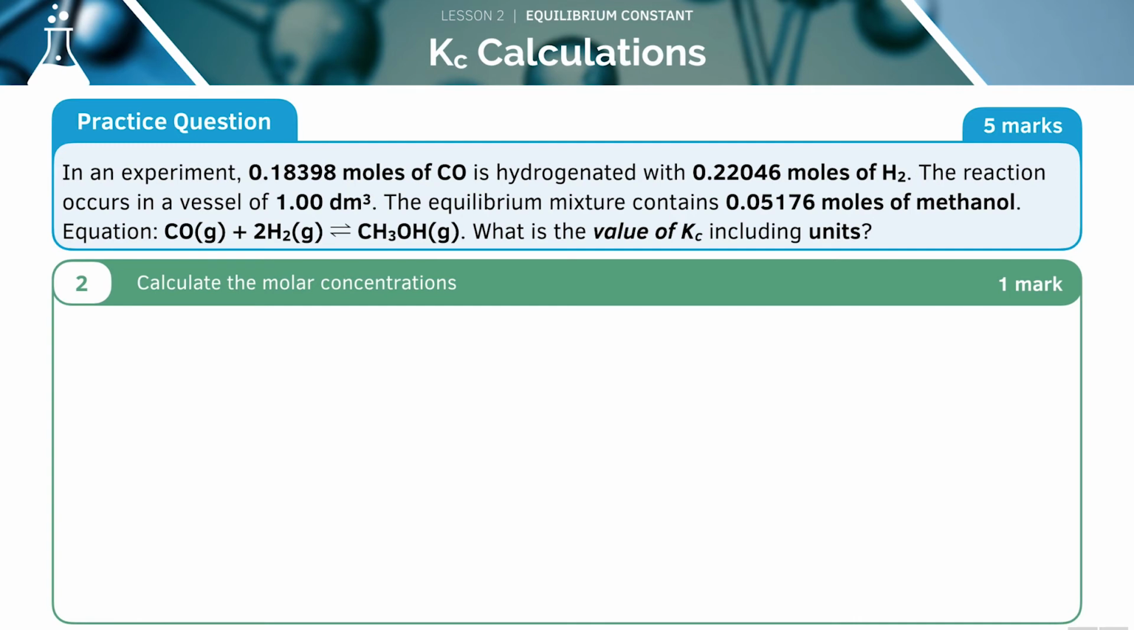Now we will calculate the molar concentrations by dividing each number of moles by the total volume of the vessel. So here we'll be dividing by 1.00, as shown here. This means our values will stay the same.